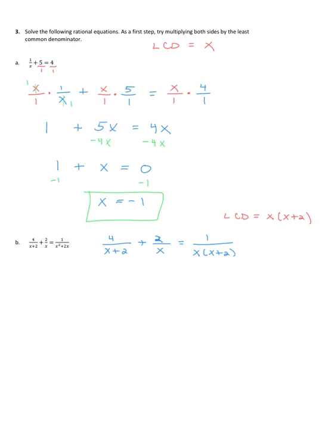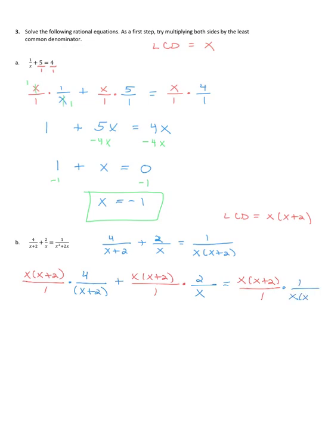Let's try it out. So that's x times x plus 2 over 1. I am multiplying that to 4 over x plus 2. I then do the same thing, multiply x times x plus 2 to 2 over x. And the last step is to do the same thing on the other side. Multiply x times x plus 2 to 1 over x times x plus 2. It's kind of a mess, but what it does for us is the following.